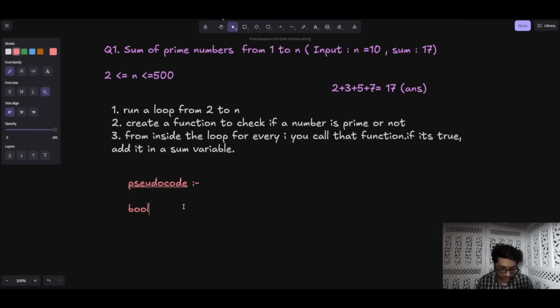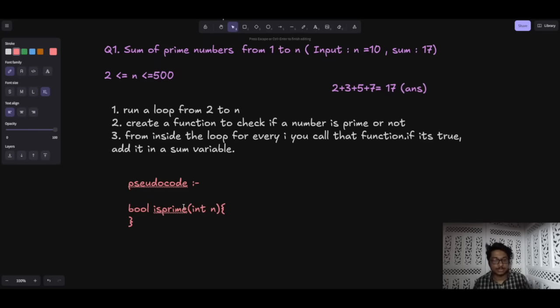You take a Boolean function, which will be like is prime, and how do you check if a number is prime? What you essentially have to do is run a loop from 2 to n, and you check how many factors are there. You can actually run the loop from 2 to n minus 1 and check how many factors are there of that particular number. If there are 0 factors between 2 and n minus 1 included, then it is a prime number, right?